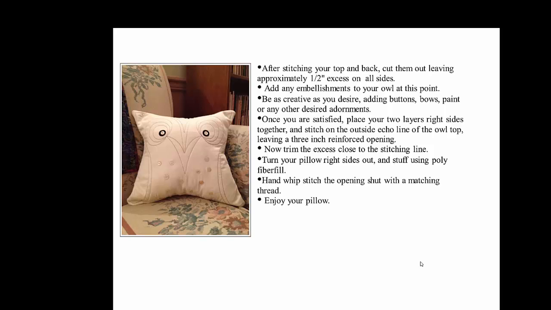Then you want to add any embellishments to your owl. Be as creative as you desire, adding buttons, bows, paint, or any other desired adornments. Once you are satisfied, place your 2 layers right sides together and stitch on the outside echo line of the owl top, leaving a 3-inch reinforced opening.